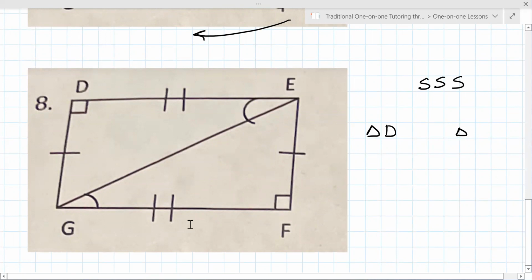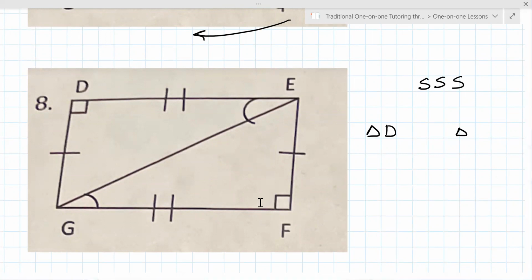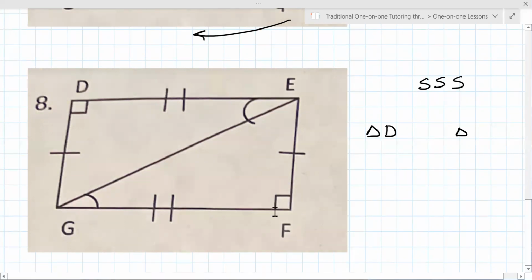Which vertex does D go with in this other triangle? Which is the other 90-degree angle? The other 90-degree angle for that is F. So D goes with F.